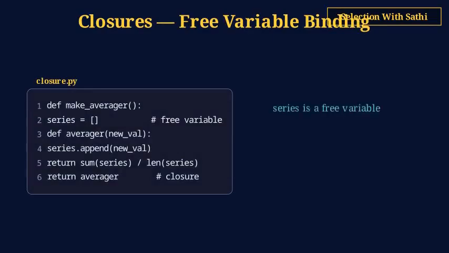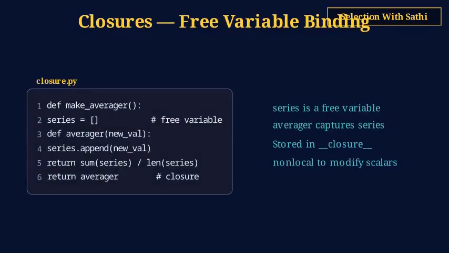A closure is a function that retains access to free variables from its enclosing scope, even after the outer function has returned. The inner function captures the variable, not just its value. These captured variables are stored in the function's __closure__ attribute as cell objects. To modify a captured variable, you must declare it as nonlocal.